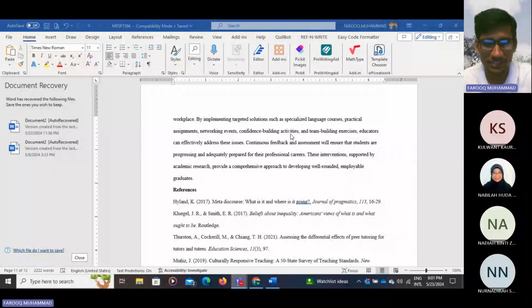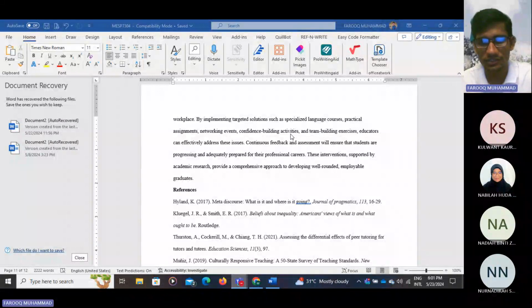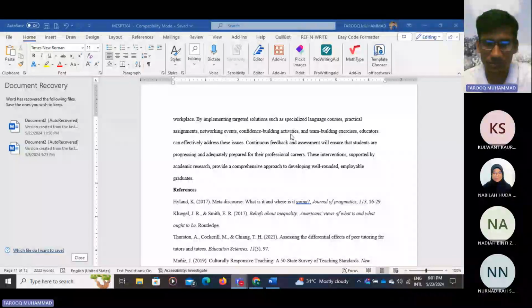So educators can effectively address these issues. Continuous feedback and assessment will ensure the students are progressing and adequately prepared for their professional careers. These interventions, supported by academic research, provide a comprehensive approach to developing well-rounded and employable graduates.